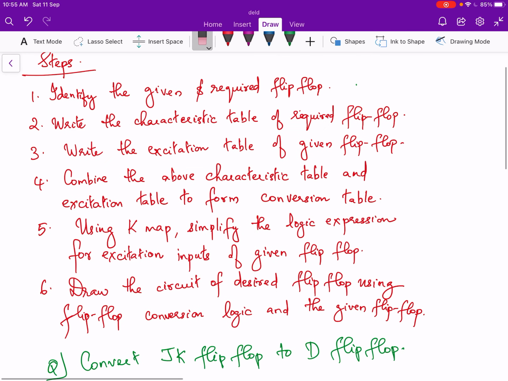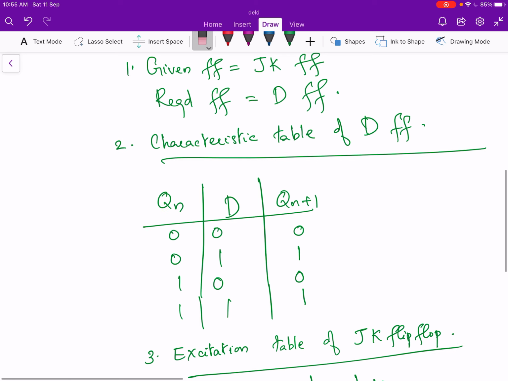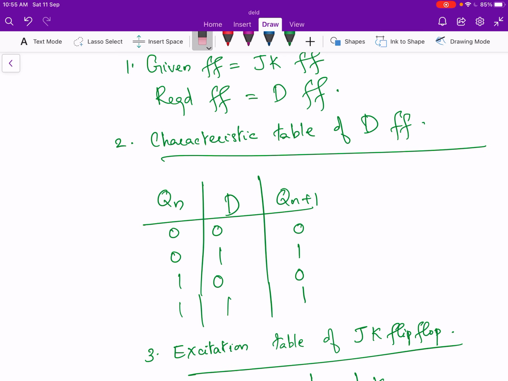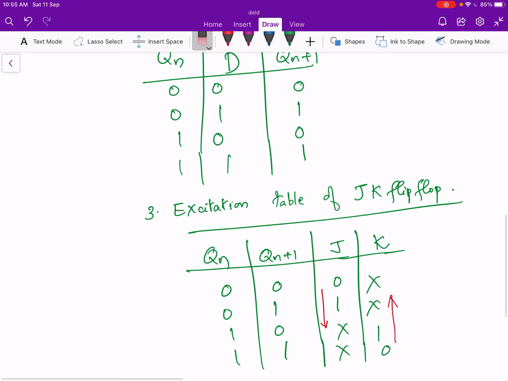Now the third step is to write the excitation table of the given flip-flop. So the given flip-flop is JK flip-flop, so the third step is to write the excitation table of JK flip-flop. In the excitation table we will be writing the present state and next state, and the input conditions, that is J and K, corresponding to the present state and next state. So there are 4 combinations: 0 0, 0 1, 1 0, 1 1.